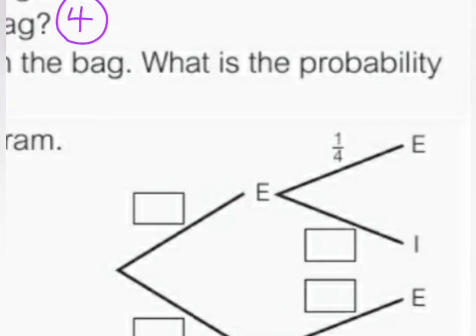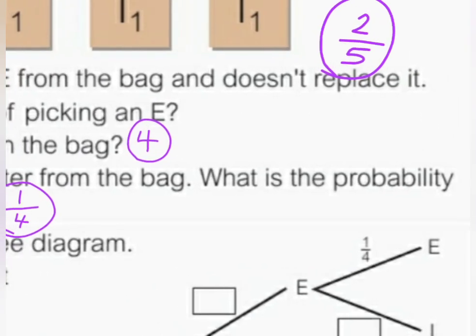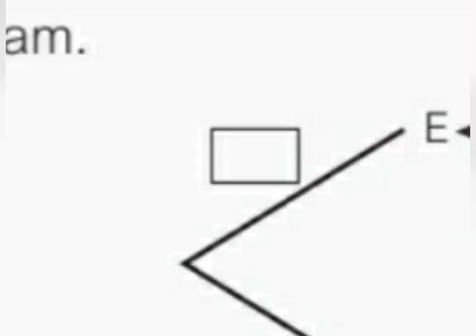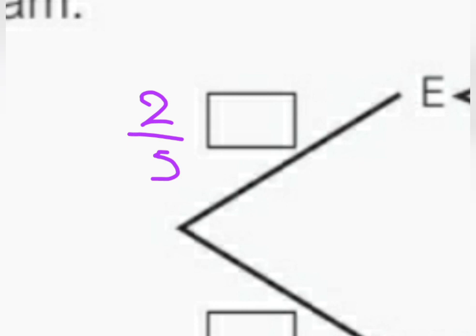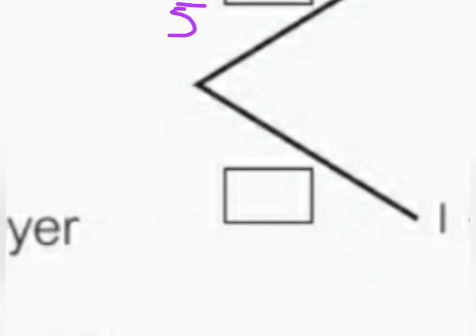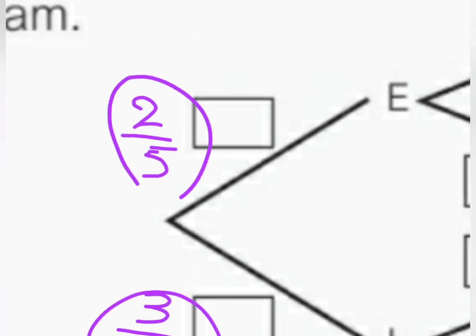First, we're going to talk about the probability of picking E the first time, which was what? Very good. 2 out of 5. So we write it here, 2 out of 5. Good. Let's make it smaller here. And the probability of picking an I is what? Very good. It was 3 out of 5. 3 out of 5. Good. Now this is E and this is I.